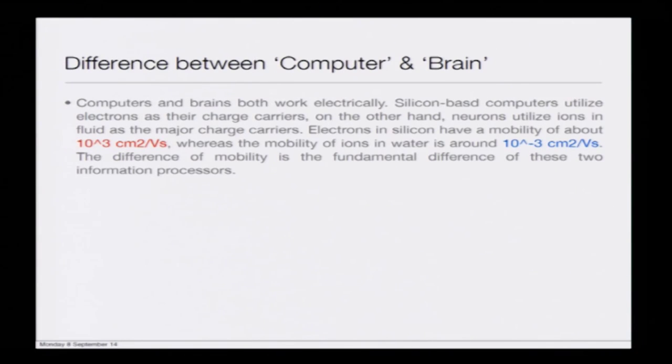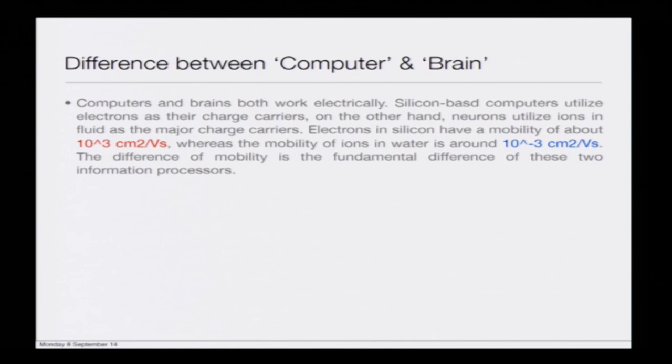So, let us start with some of the basics. What is the difference between a brain and a computer? So, one of the fundamental differences, computer and brain both work electrically, that we know. So, both of them have electrical impulses, but the problem is silicon based computers utilize electrons as their charge carriers. On the other hand, neurons utilize the ions, sodium ions, potassium ions, magnesium ions, calcium ions, and so on and so forth. Okay. Fluid has the major charge carriers.